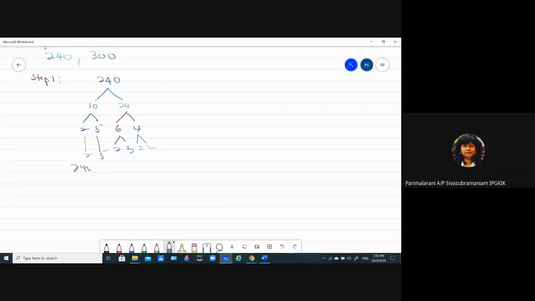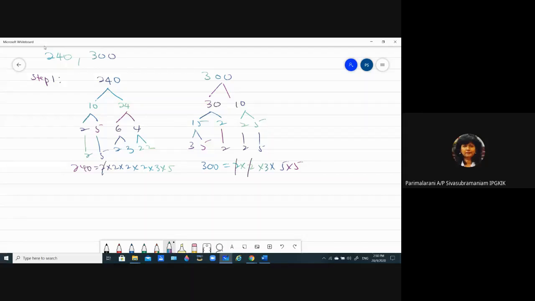If you want to make it easier, you can bring this down. So 240 is equal to 2 times 2 times 2 times 2 times 3 times 5. Next we do 300. 300 will be 30 and 10. 30 is 15 and 2. 10 is 2 and 5. 15 is 3 and 5. So 300 is equal to 2 times 2 times 3 times 5 times 5. Now look at the common factors: 2, 2, 3 and 5.